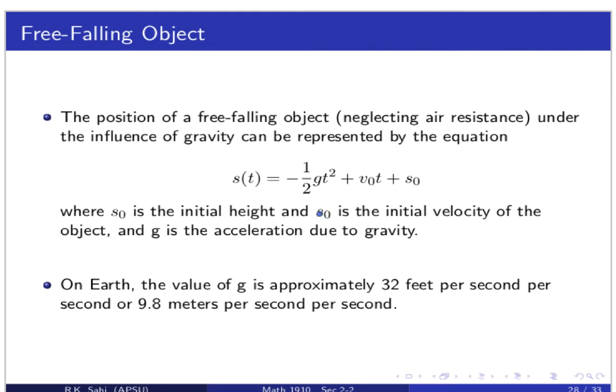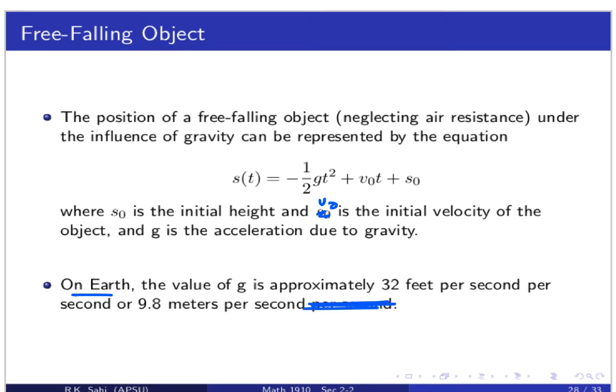Here's a little typo, so this should be v naught. v naught is the initial velocity, s naught is the initial height, or the initial place where you're starting from, and g is the acceleration due to gravity. Keep in mind that on Earth, the value of g is approximately 32 feet per second squared, or 9.8 meters per second squared. Again, a typo here.